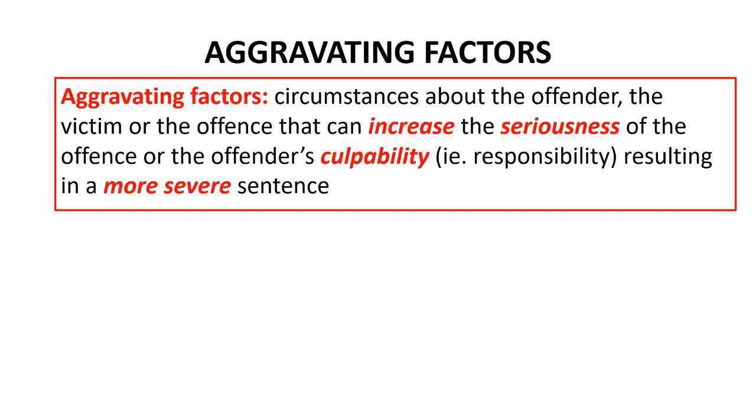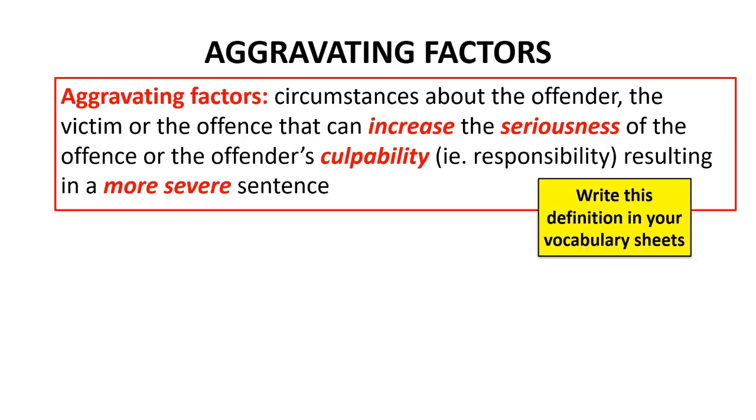The first sentencing factor is aggravating factors. Aggravating factors are circumstances about the offender, the victim, or the offence that can increase the seriousness of the offence or the offender's culpability, that is, the offender's responsibility, resulting in a more severe sentence. Look down the left-hand side of your vocabulary sheets, find the term aggravating factors, and write this definition in there. In short, aggravating factors are circumstances that result in the offender receiving a more severe sentence.